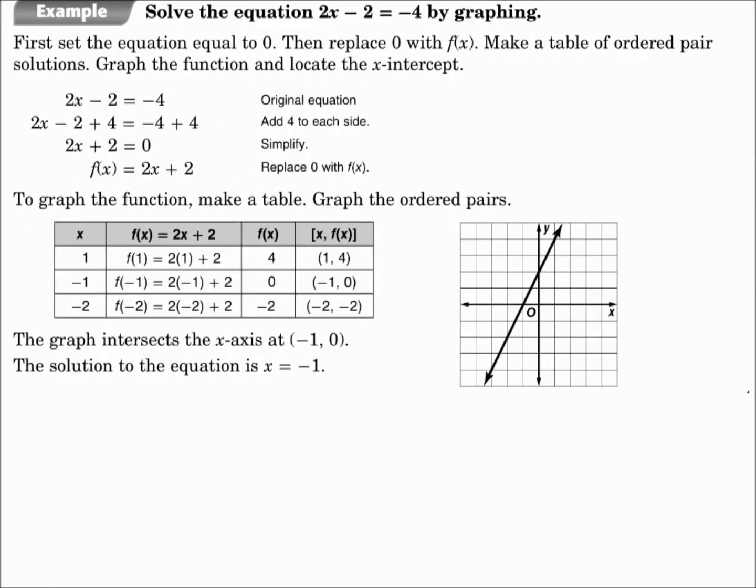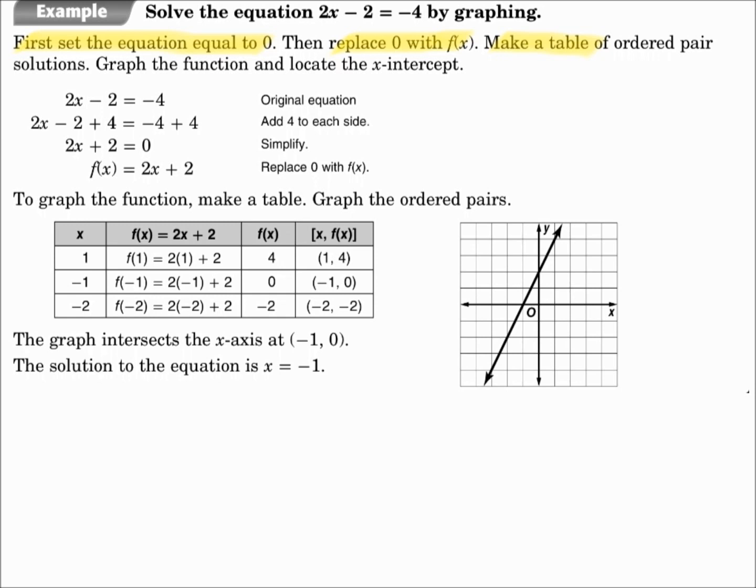Example: solve the equation 2x minus 2 equals negative 4 by graphing. The way to do this is you set the equation equal to 0. Then replace 0 with f of x. Remember, f of x is the same as y. And then make a table, and you'll graph that table.